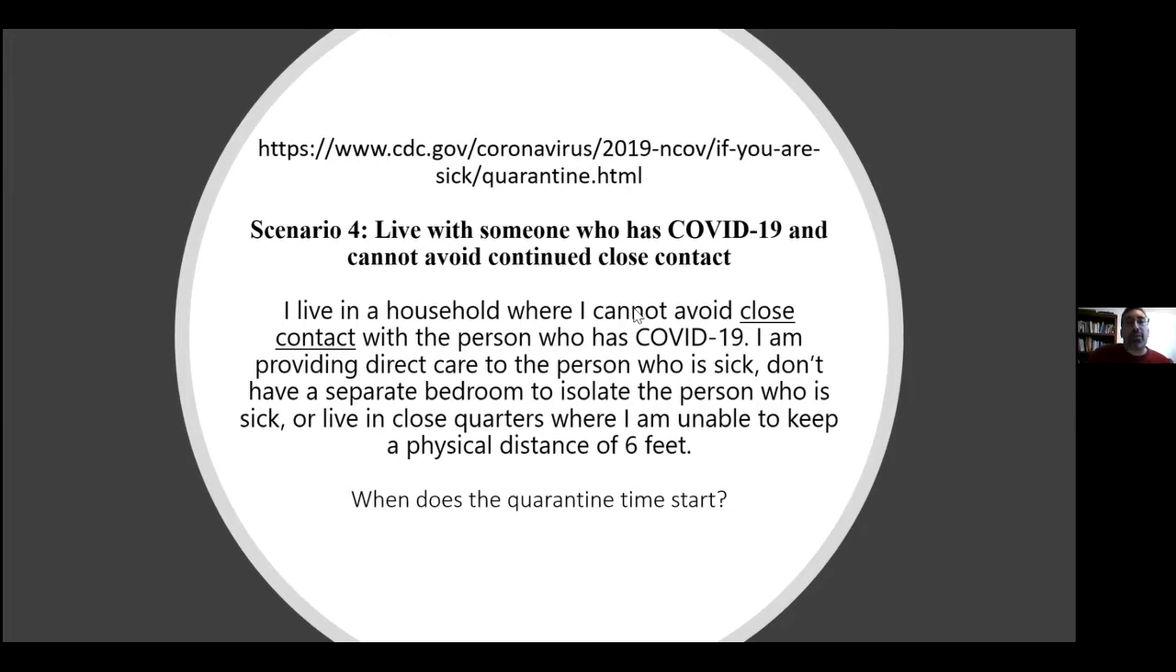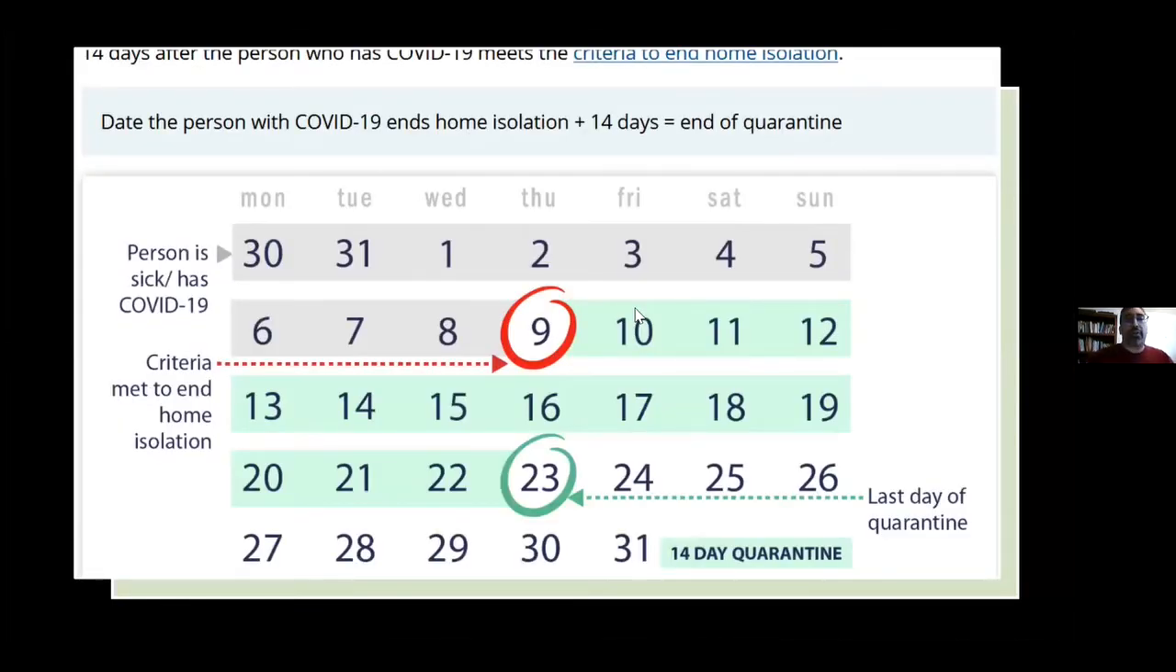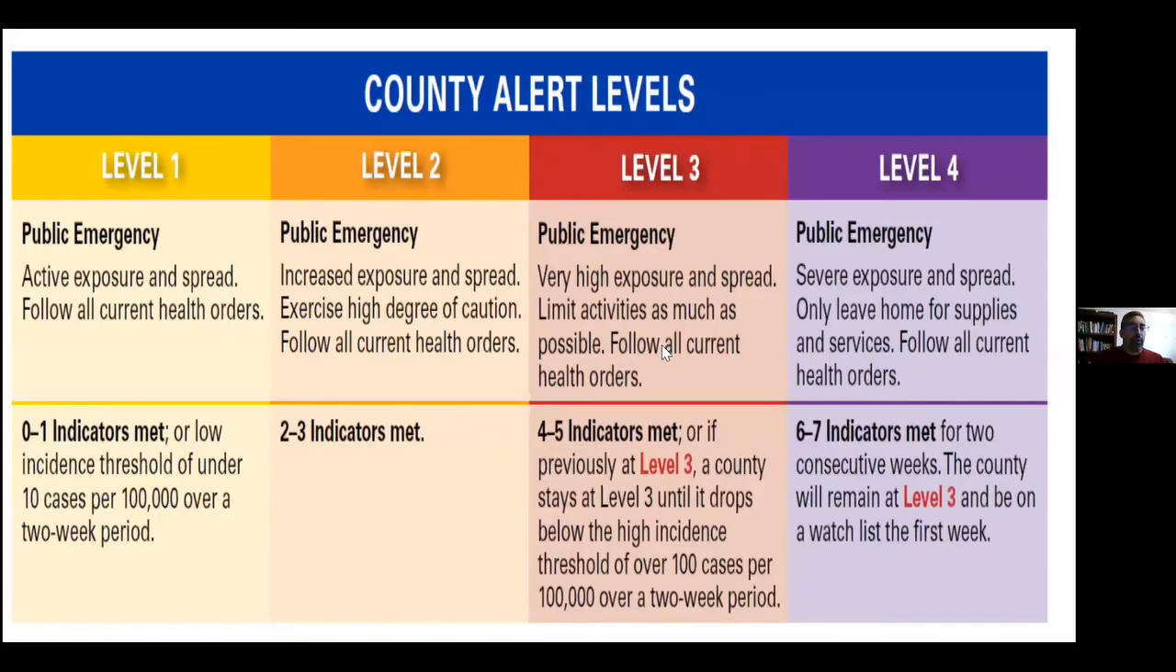Very close. So it's once that person ends their isolation period, and I say almost because we want to make sure that they're completely out of their isolation period, but you're right. So here's a person who is sick with COVID-19. You both are living in the same household. Because you're taking care of them or because you just cannot avoid it, you're having close contact. At the end of their 10 days of the isolation period, that's when your quarantine period would start for 14 days. So great.